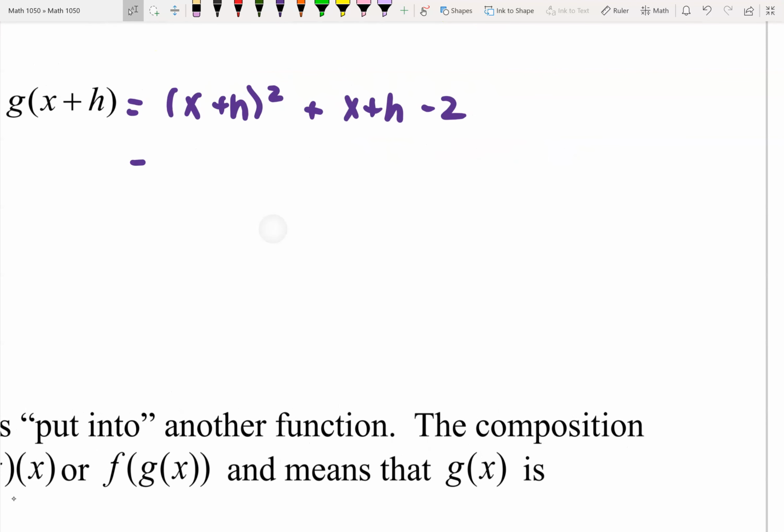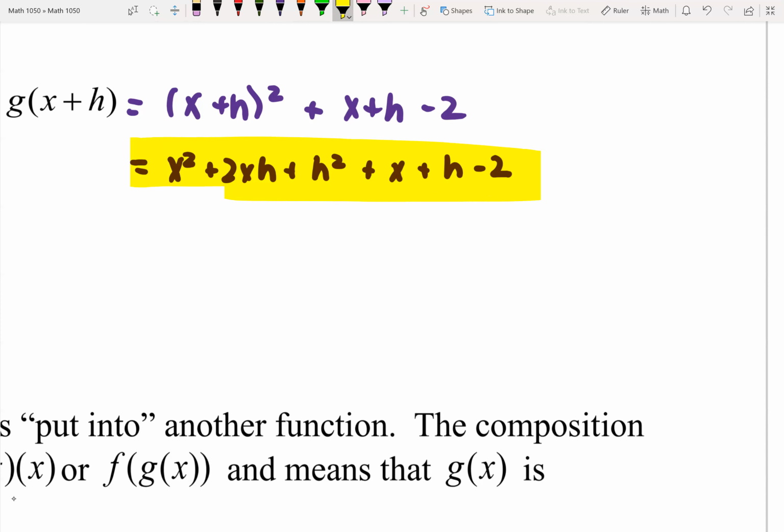Tell me with one word what we should do right now. Just one word. And then what are you going to do? You're going to FOIL. You're going to FOIL x plus h times x plus h. And that's x to the second plus 2xh or hx plus h squared. And then you have plus x plus h minus 2. It's super long, and I cannot add any of those terms together. So that's your answer. That's it.